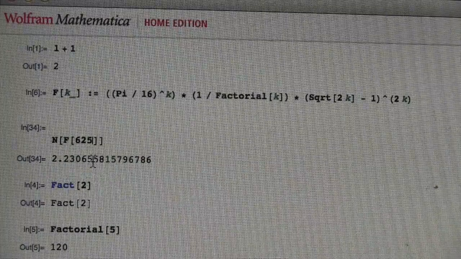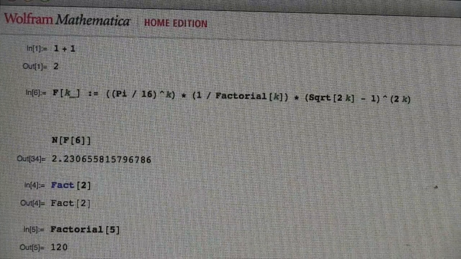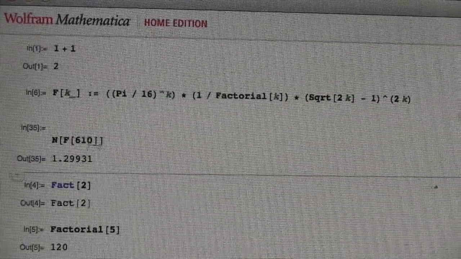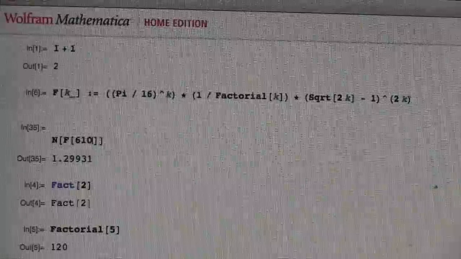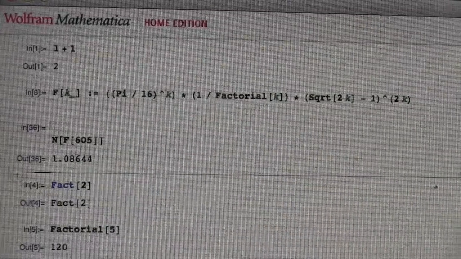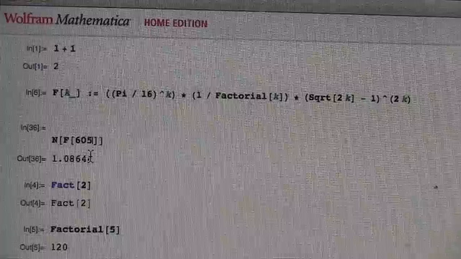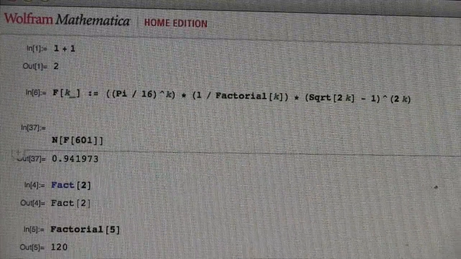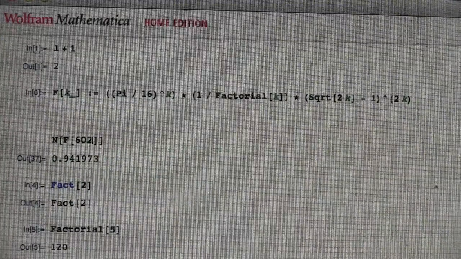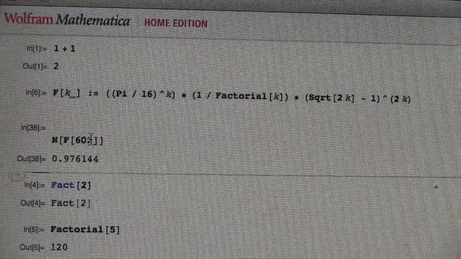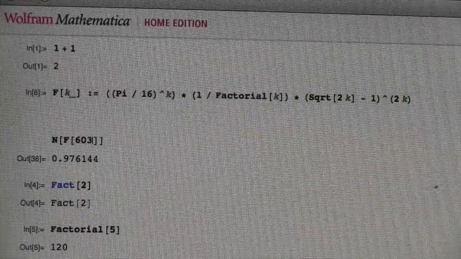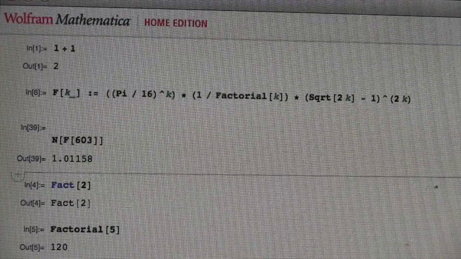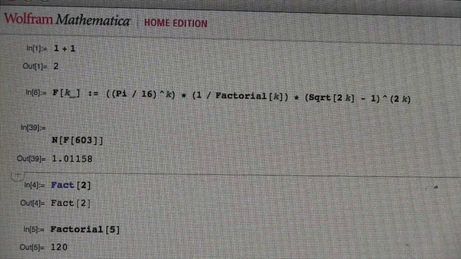Let's try 1,220, so putting in 610, already too big. How about 1,210? 605, too big. How about 601? 601 is just too small. 602? Too small. 603? What dimension is this going to be? The 1,206th dimension is where it pops outside, sorry, I keep saying it wrong.